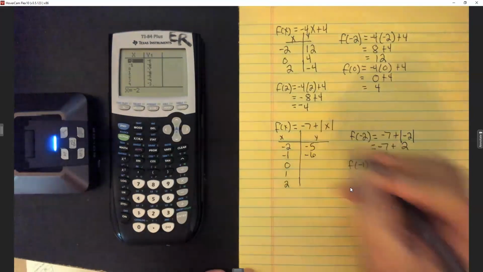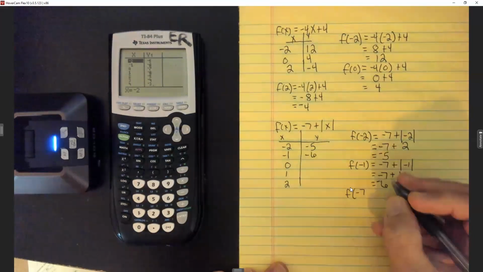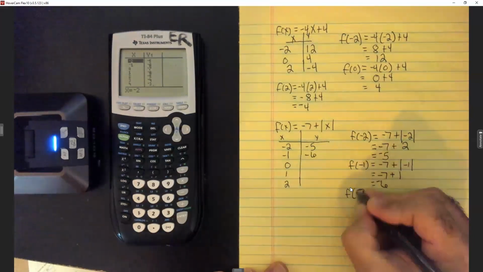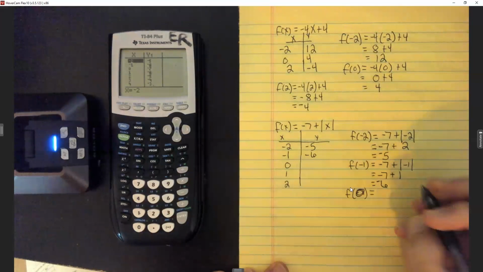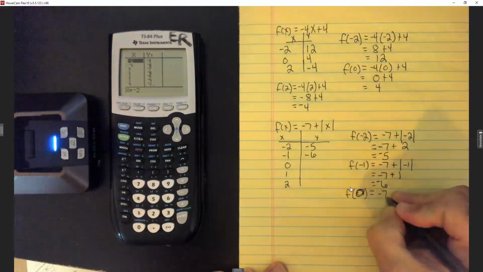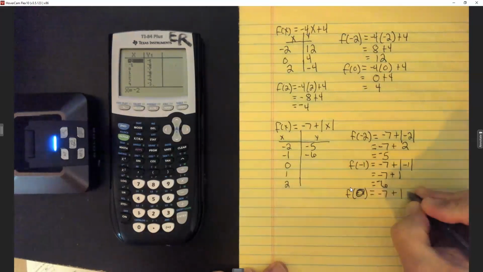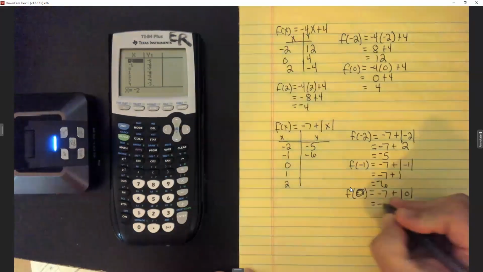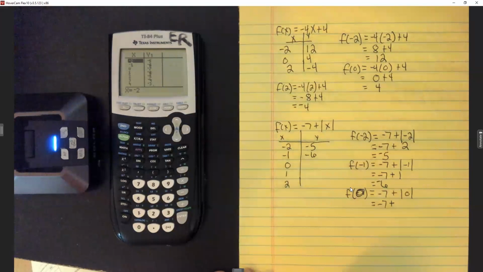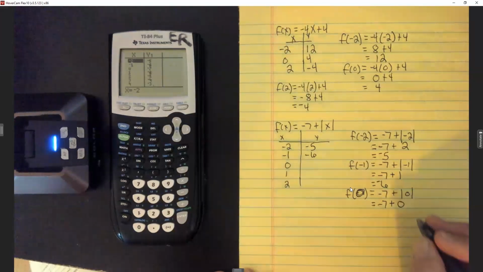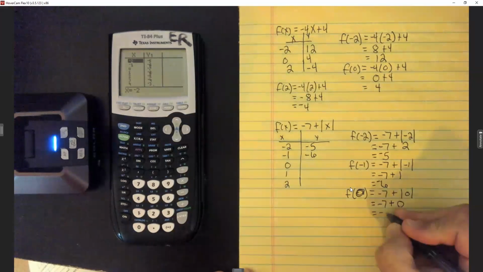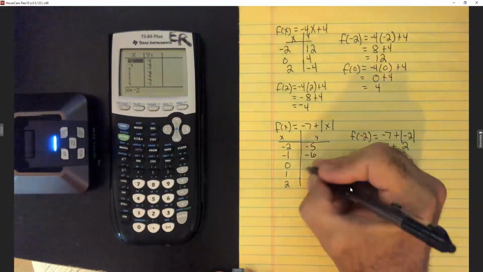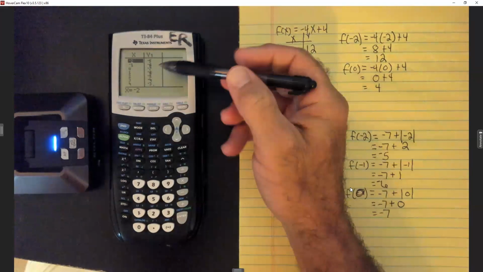All right, absolute value on this one. Whoops, that's a 0. So f of 0 will be negative 7 plus absolute value of 0. So bring down that negative 7. Absolute value of 0 is 0. And then negative 7 plus 0 is negative 7. So it looks like I'm following right along with that calculator.